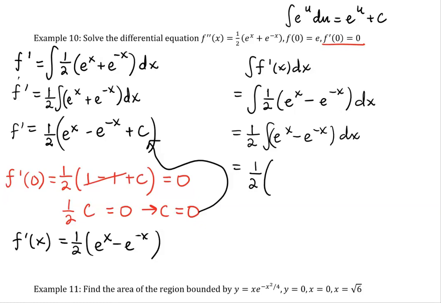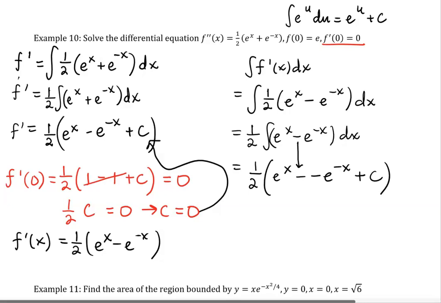So we have 1/2 multiplied by the integral of e to the x, which is e to the x. Bring down that minus that was already there. The integral of e to the negative x is negative e to the negative x. And then I will add c on the inside of those parentheses. So I do have here 1/2 times e to the x plus e to the negative x, plus c. And this is for our original function f of x.